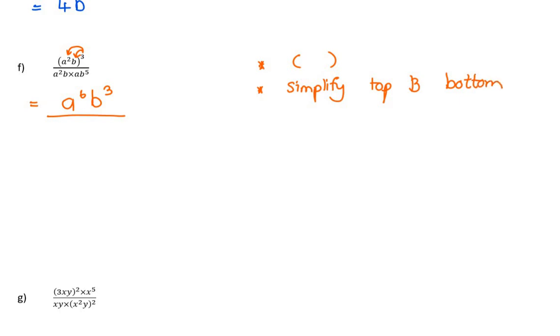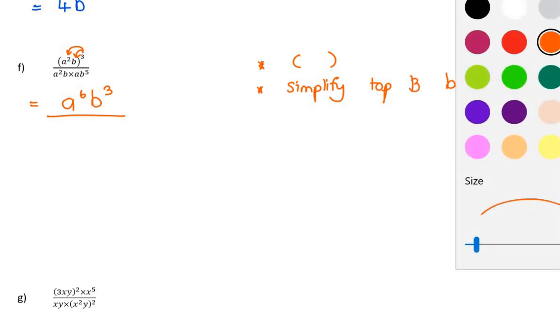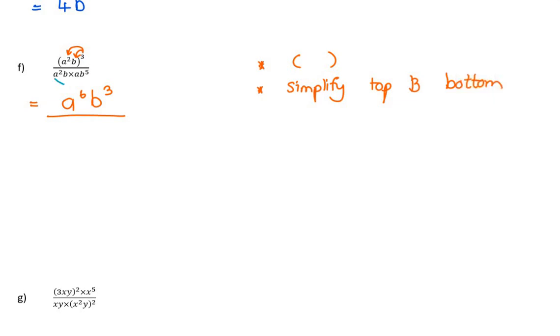Now that I've made the top look a little bit more simple, let me make the bottom look a little bit more simple. So I have a squared times a, which is a cubed, and b times b to the power of 5 is b to the power of 6. And now I can simplify the top and the bottom together. I can do my division. Now if I have 6 a's at the top and 3 at the bottom, I'll have 3 left over at the top.